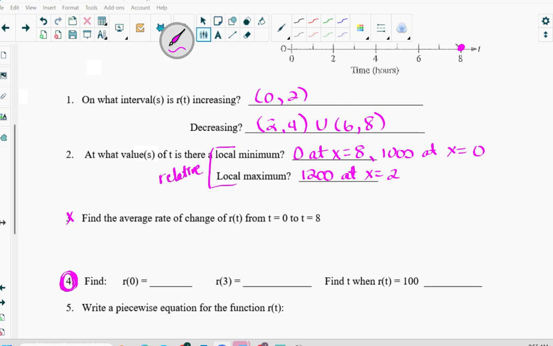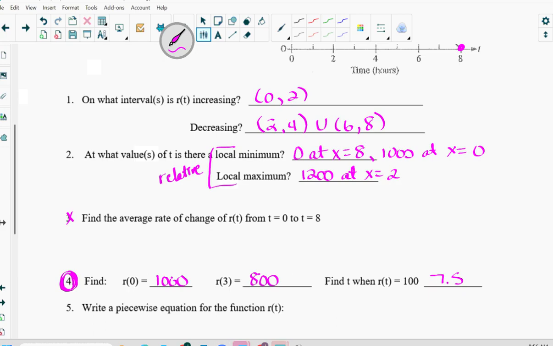All right, guys, what'd you get for R of 0? 1,000. You see it? Okay. What about R of 3? 100. You guys are awesome. Okay, did we figure out the last one? Yeah, 7.5. Anybody going, what in the world? Where did 7.5 come from?